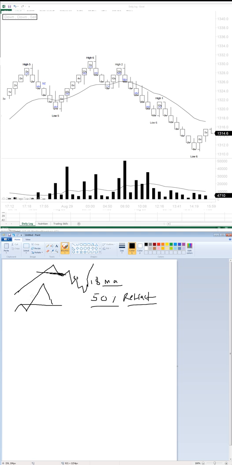So I want to buy a deep pullback, and what I'm looking for is a test of the 18MA, as well as a break of the 50% retracement level. This, in my opinion, is one of the keys to buying pullbacks. Really, 50%. I tried not just using the 18MA, or not looking for a deep retracement of at least 50%, and what happens is they'll shake you out.